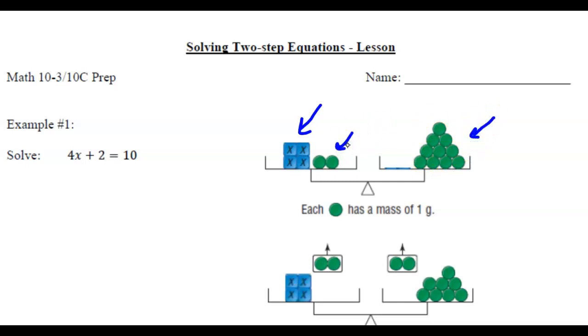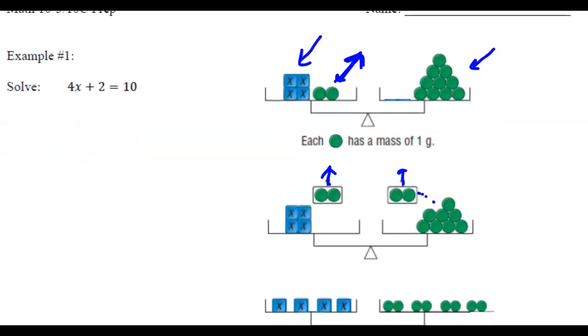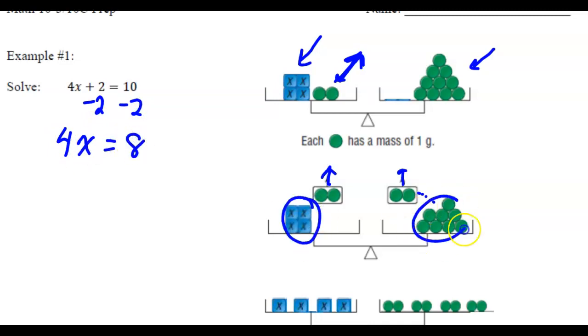Okay, so if we want to get the value of x, we want to get rid of these two green dots. So you can see here it's getting rid of 2, which means to keep it balanced, we have to get rid of 2 from the other side, so you can see they came right from there. So now what we're left with, we've subtracted 2 from both sides of the equation. So we're left with 4x equals 8.